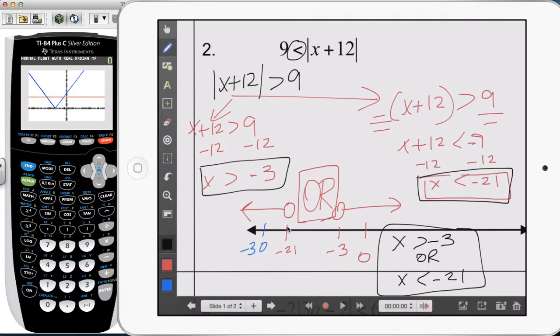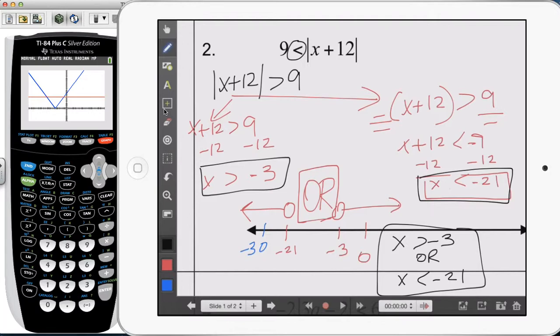Make sense now? You see how it's going from negative 21 to negative infinity? There you go. From negative 21 to negative infinity. And the other one is from negative 3 to plus infinity. There you go. This is negative 3 to plus infinity. So it makes more sense now.